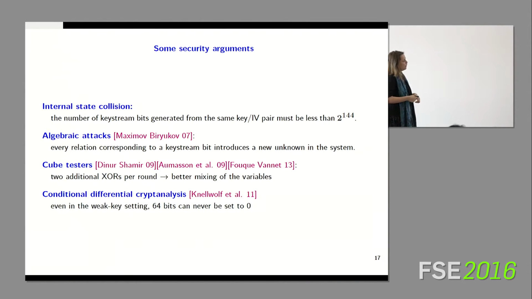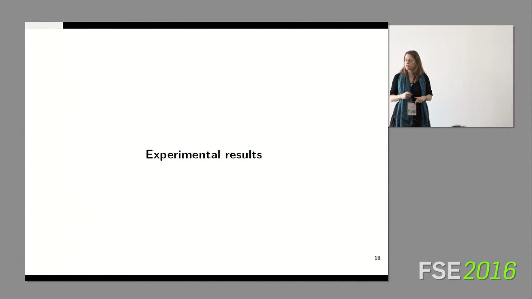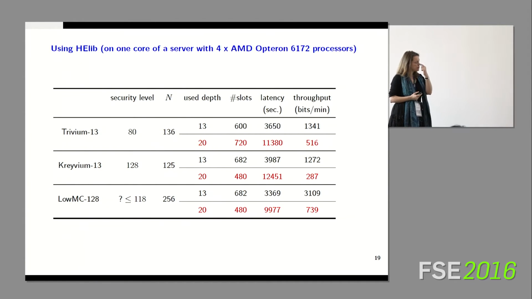And we have a higher resistance to conditional differential cryptanalysis because we changed the constant in the initial state, because those conditional differential attacks exploit the fact that many bits in the initial state of Trivium can be set to zeros. So what we did here is that we set many bits in this constant to 1 to avoid this kind of thing. So let me now end up with some simulation results.